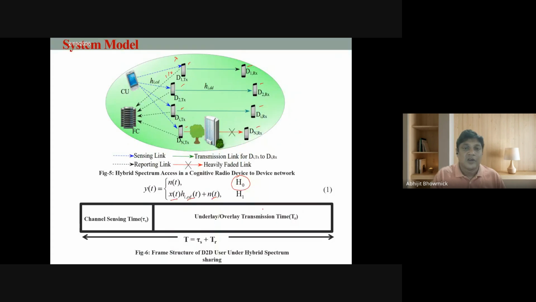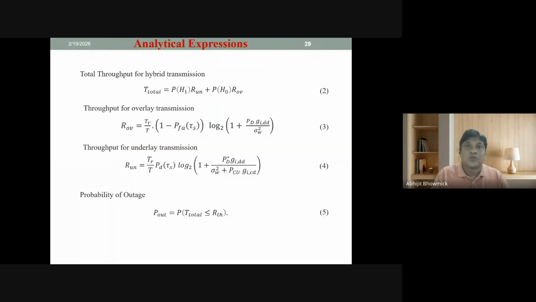This is the frame. First, the sensing time, and based on the sensing decision, these users D1, D2, to DN will transmit either underlay or overlay transmission. If the decision goes in favor of the presence of CU, then these D2D transmitters will transmit underlay, else they transmit in overlay transmission. So this is the total throughput formulation. The details are taken from some paper, our work. Just the equations are there. So overlay throughput, underlay throughput.